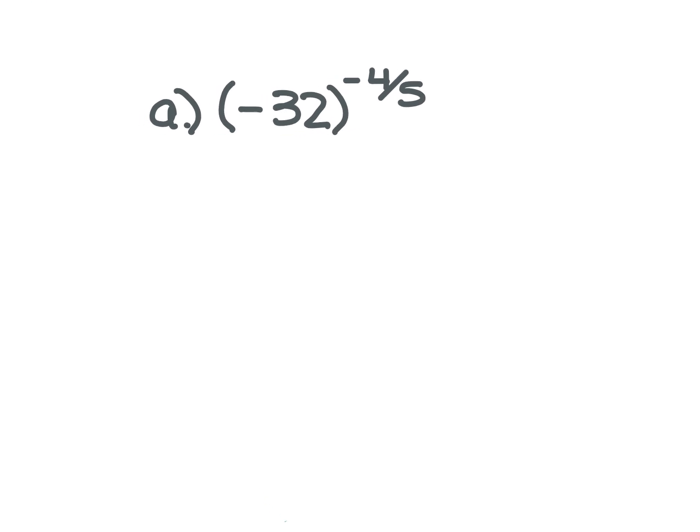So looking at A, we kind of talked about this a little bit yesterday. If we have a negative exponent, it flips the number. So to make it positive, we're going to put that number in the denominator of a fraction. So now it's still negative 32, but the sign changes for the exponent. So now it's positive 4 over 5. And the exponent turns positive. So when you move it, it turns positive.